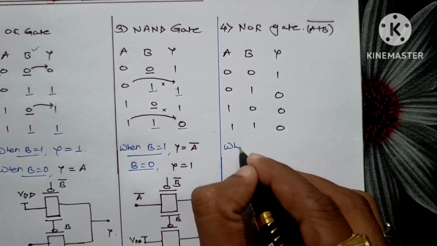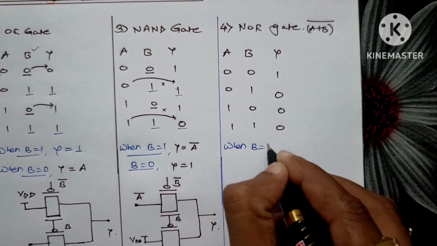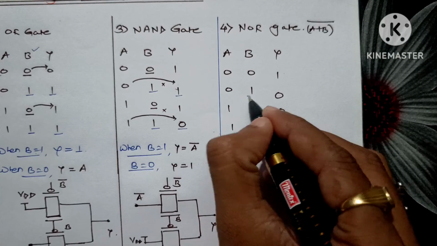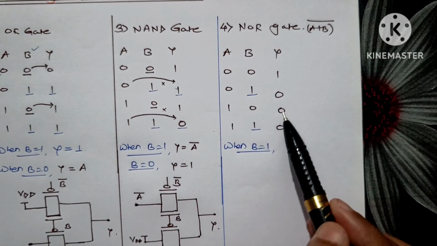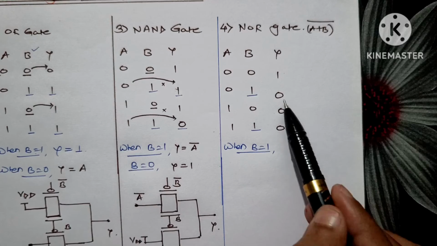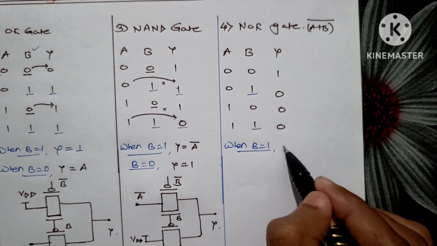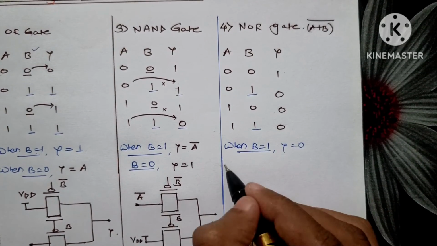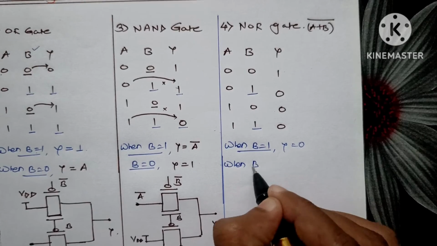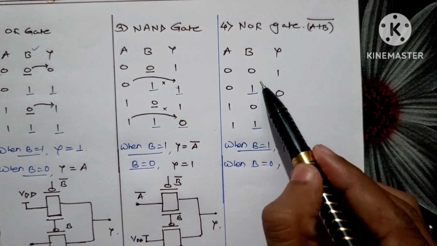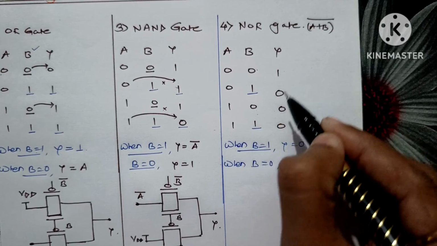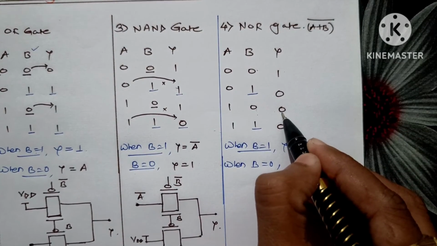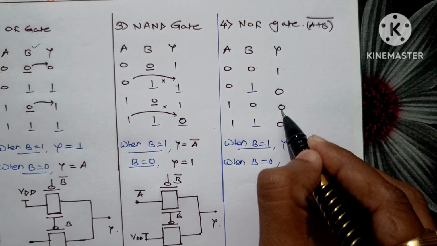Let's come to the conclusion. When B is equal to 1, there are two combinations, this and this one. If you see, when B is 1, the output is 0, a fixed output. So we can write Y is 0. The second condition is when B is 0. When B is 0, for these combinations, here the output is 1 and here the output is 0. Now it's different, it's not fixed.